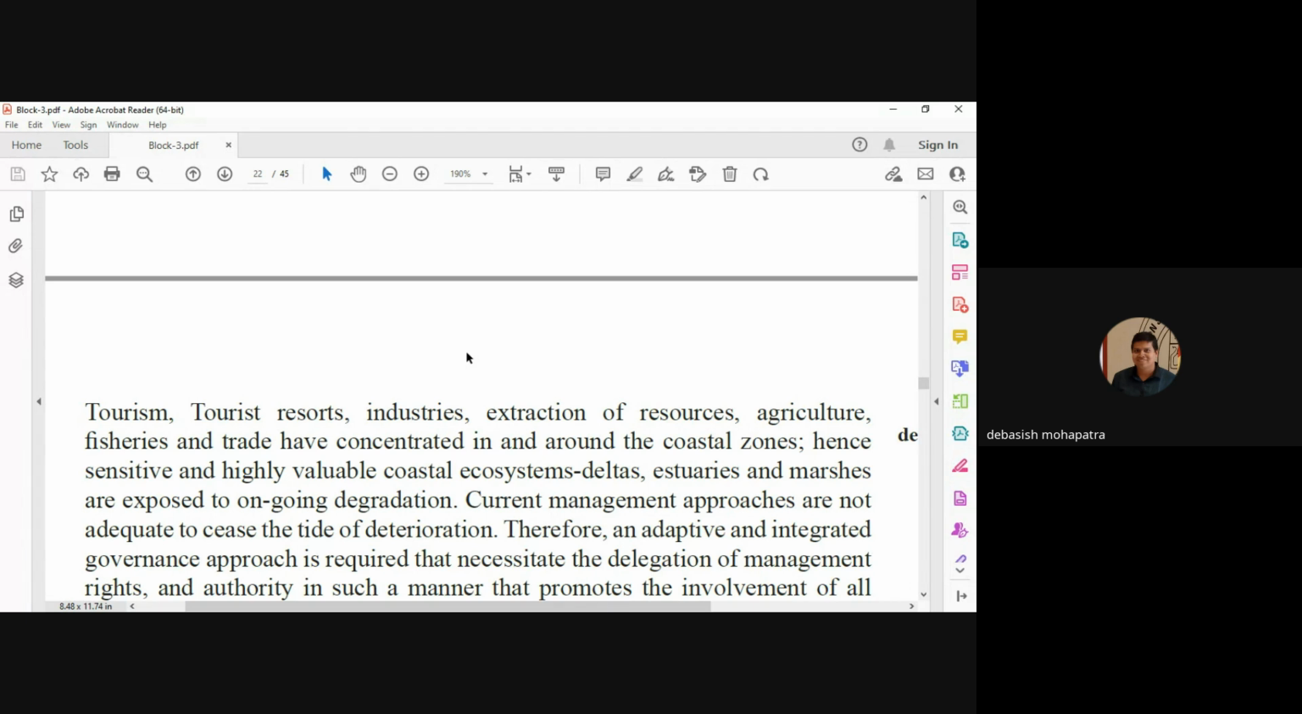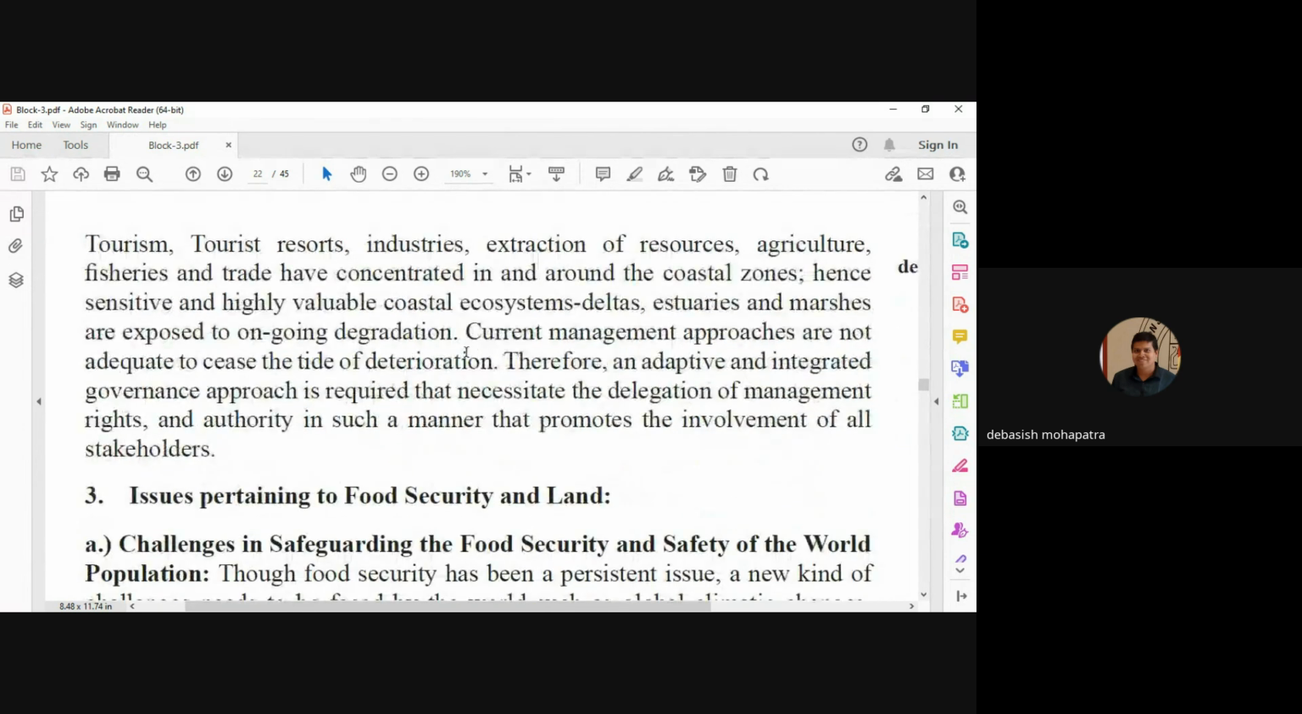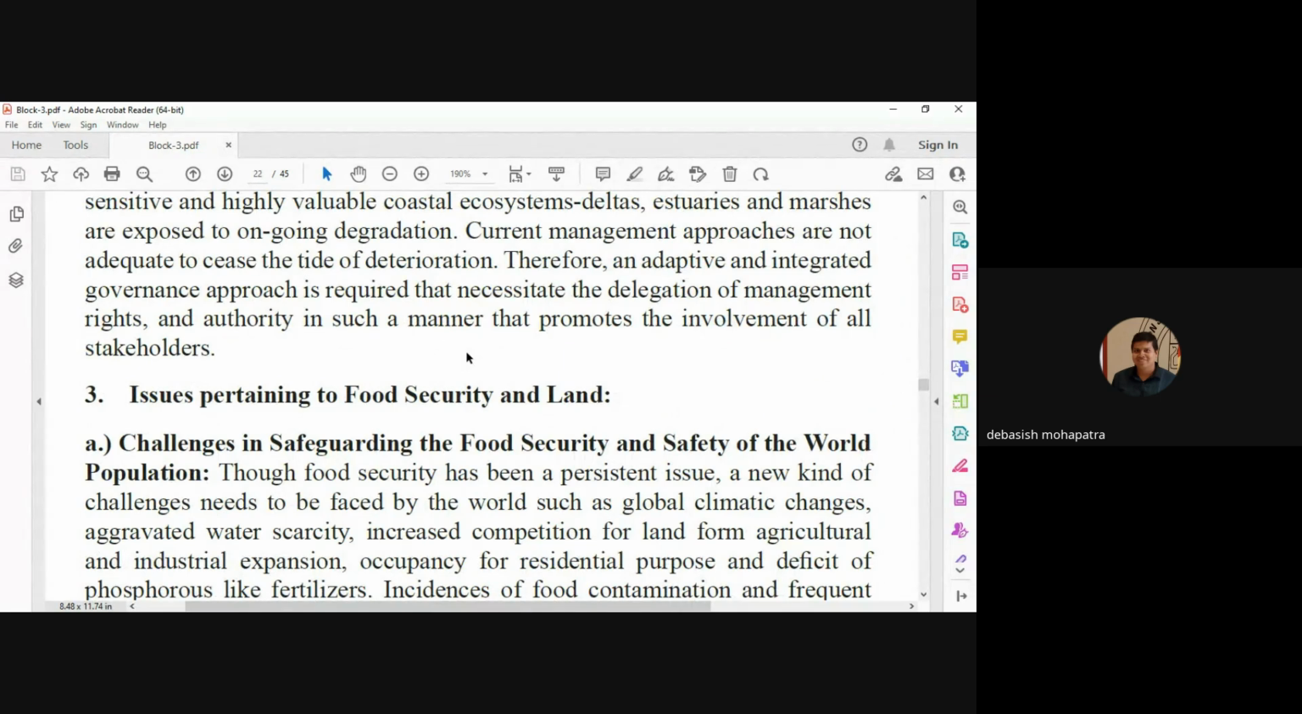Therefore, an adaptive and integrated governance approach is required that necessitates the delegation of management rights and authority in such a manner that promotes the involvement of all stakeholders.